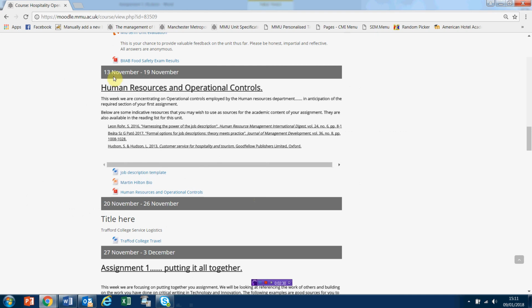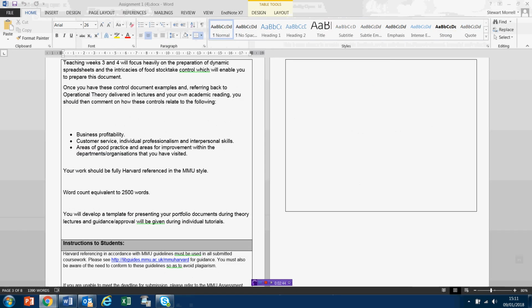This section here, 13th to the 19th of November, you've got a job description template, and those are the lecture notes that Martin delivered to you. The PDF that I'm highlighting now, my mouse. So, once you've got those 2 documents, you need to deliver some academic writing to me on how those controls relate to the following, and that's these areas here.